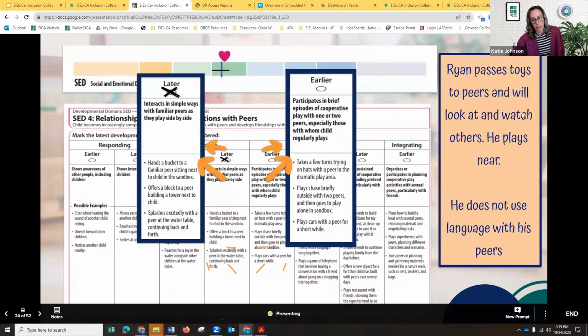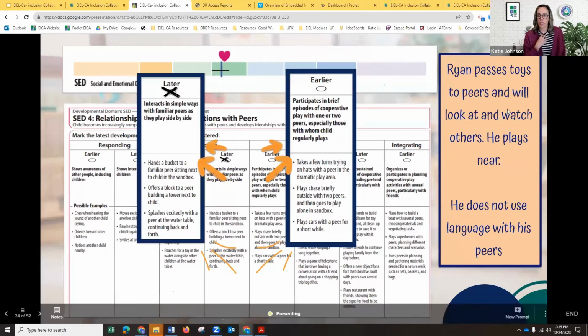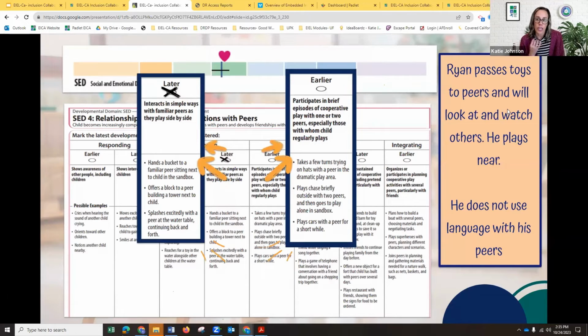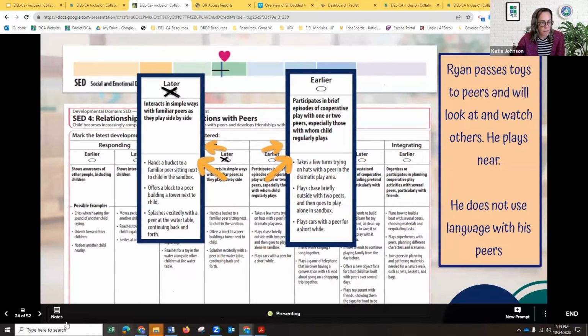And here we have sort of what the team thought about. They said, Ryan passes toys to peers. He will look at and watch others, and he plays near them. But he doesn't use language with his peers. So it's just good to know. We saw him playing near his peers and doing that, but he wasn't really using any language with his peers.